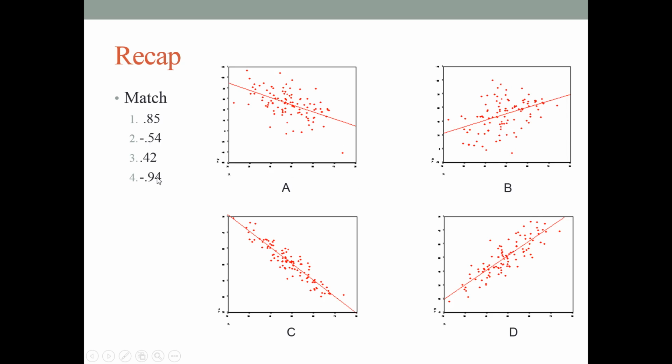So negative 0.54 and negative 0.94, right? Again, you see which one is stronger. Of course, this one, C, is stronger than this one, okay? So C must be negative 0.94, and A is negative 0.54, okay? So there you have it. And this concludes the chapter 1 lecture.